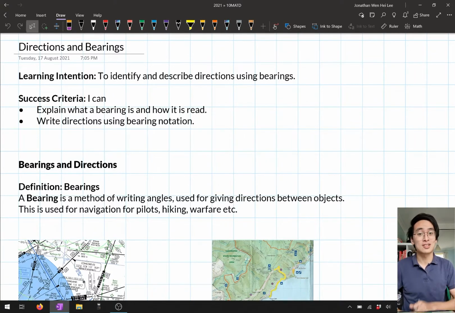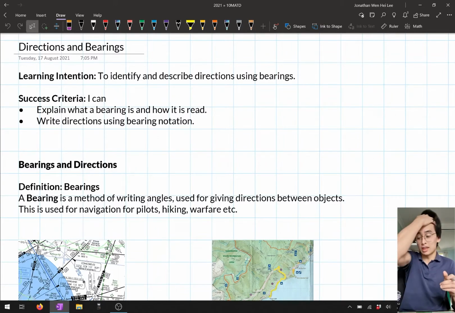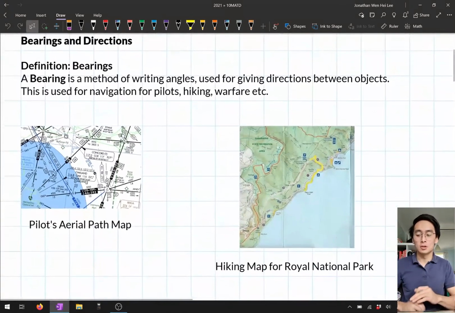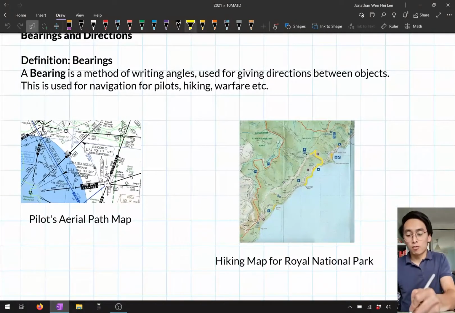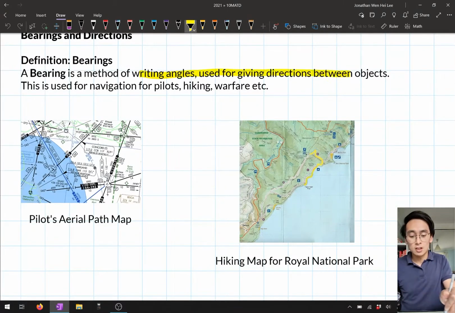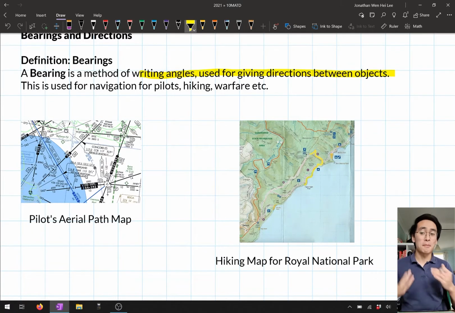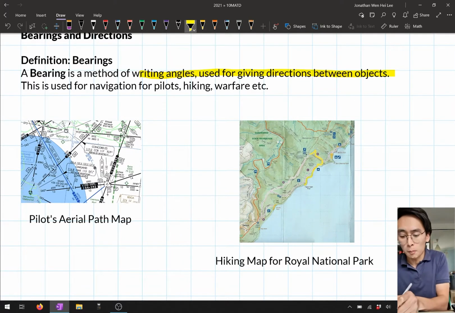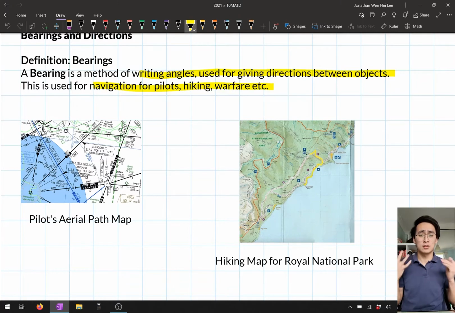Learning intention and success criteria are up there if you want to have a look at that. Let's just quickly talk about what bearings are. Definition: a bearing is a method of writing angles used for giving directions between objects. This is one of the applications of this whole topic of trigonometry that we've done. Bearings are a way that we can tell the direction between different points. This is used for navigation for pilots, hiking, warfare, etc. So this is used in a whole bunch of different real-life examples.